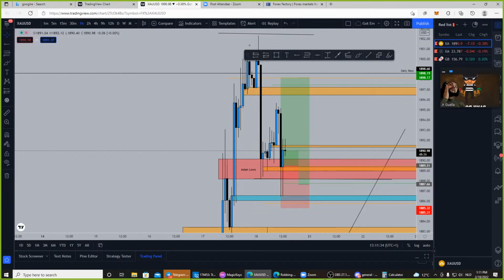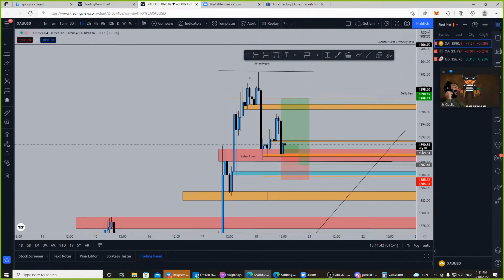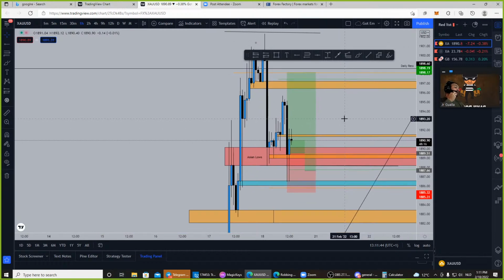How do you see it? That's a down direction continuation. It looks like that, but it needs to close first. That's what it needs to do. It needs to close first, bro.